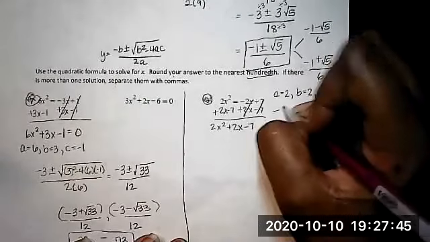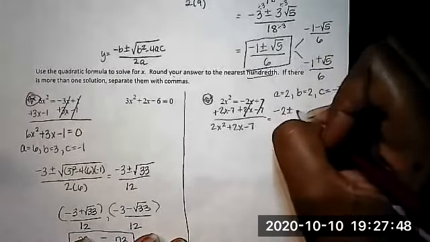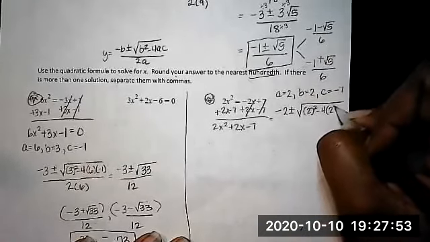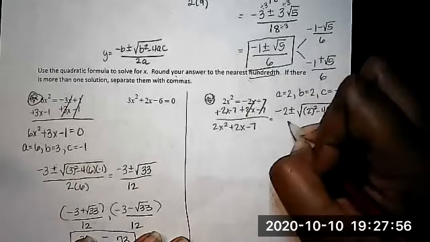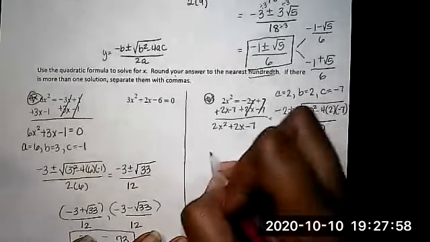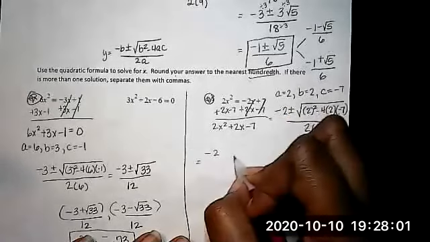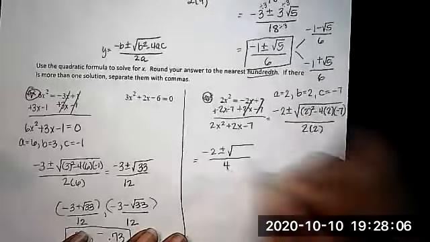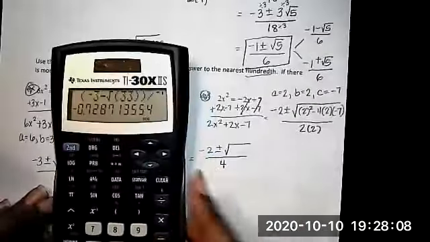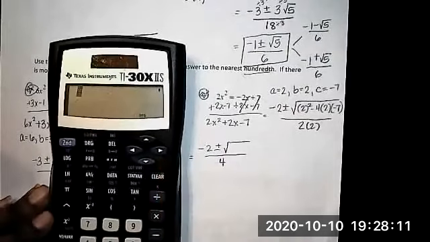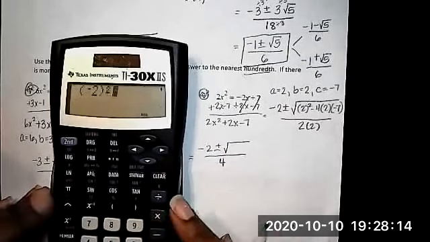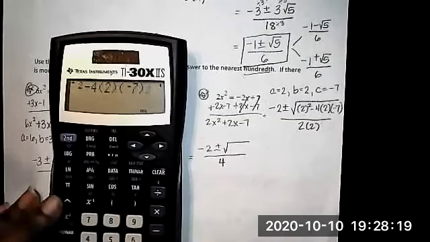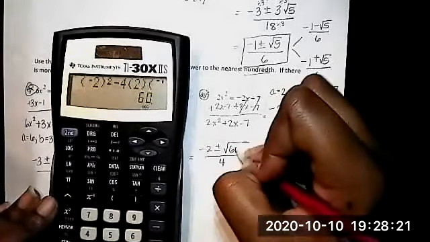-b is going to be -2 plus or minus the square root of 2 squared minus 4 times a, which is 2, times c, which is -7, all over 2 times 2. Okay, so it's going to be -2 plus or minus something, I'll put that in my calculator, over 4. Okay, look at that. So 2 squared minus 4 times 2 times -7, and that's 60.